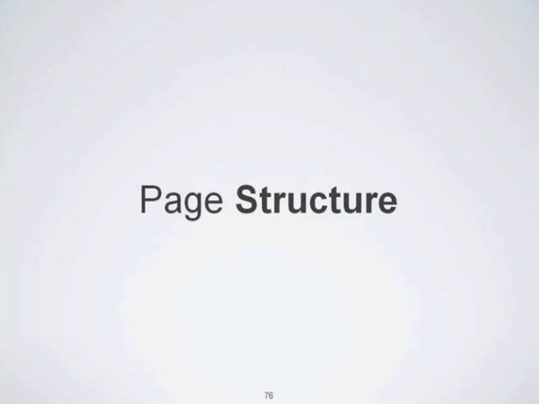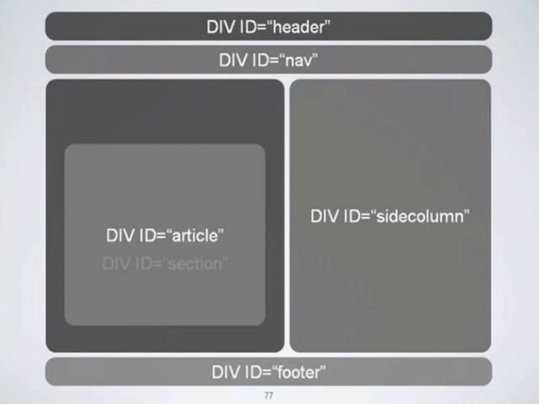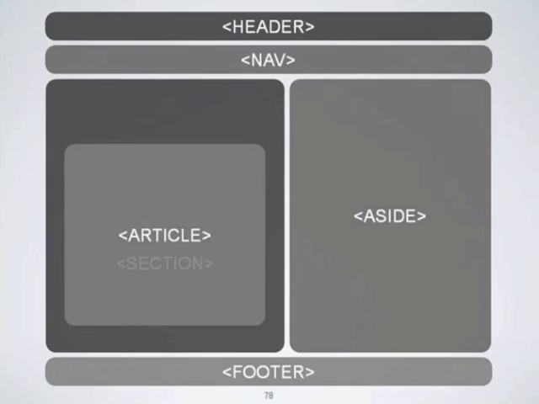For page structure, as in slide 77, there are other HTML elements coming out. So we're moving away from metadata and into page structure. Slide 78 looks like a web page that we would build right now: div ID header, div ID nav, div ID section, div ID article, side column, and div ID footer. So we just have a ton of divs.